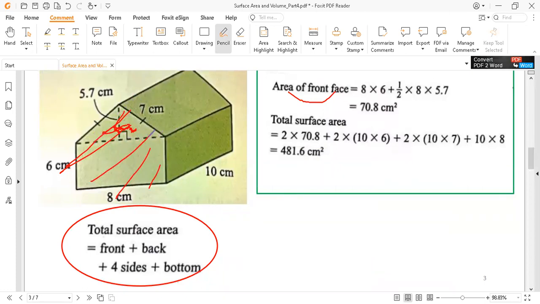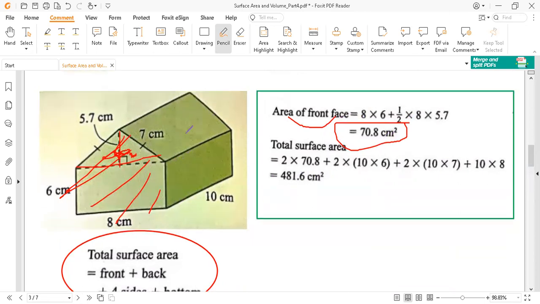The base is 8 centimeters, and the height is 5.7, and we multiply it by 1/2. Plus the area of this rectangle, which is easy, 6 by 8, or differently said 8 by 6, to obtain 70.8. 70.8 what? Surface area, so it is in square centimeters, the square of centimeters.